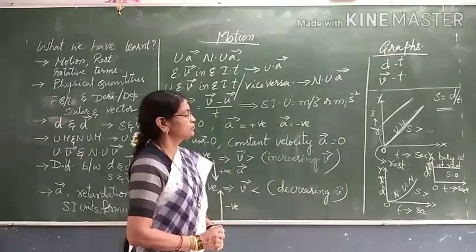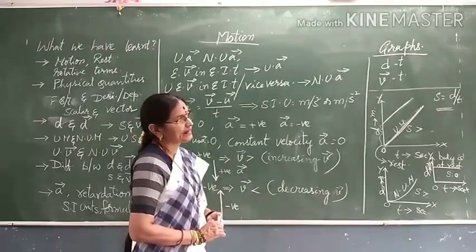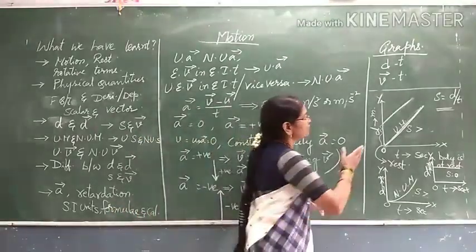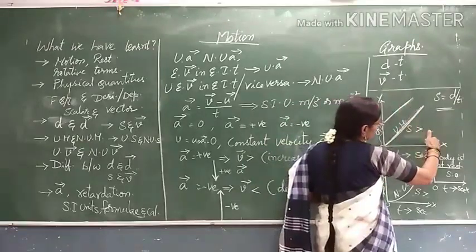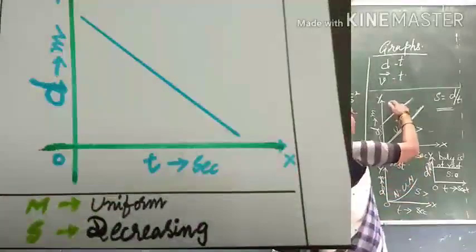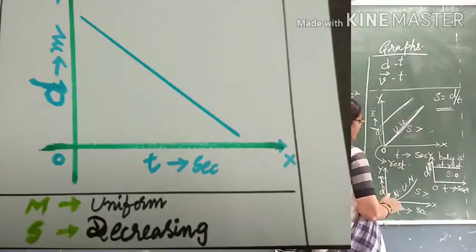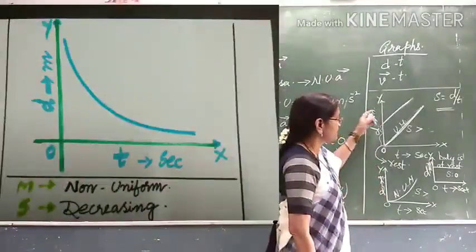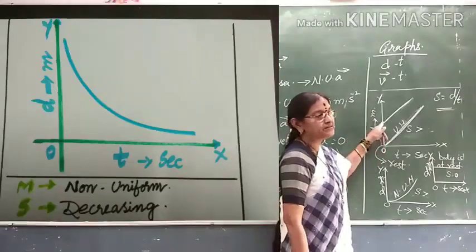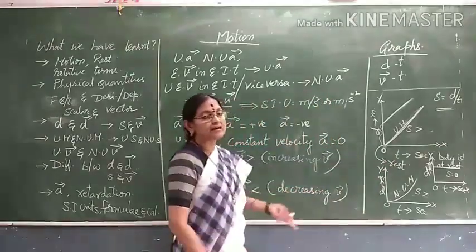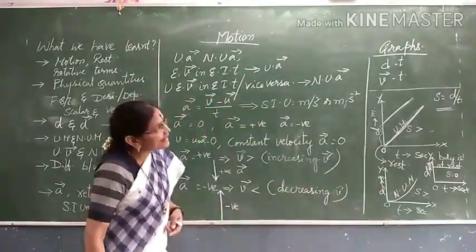Now, one more graph is there, that is decreasing speed. Can you guess how the graph will be formed? Instead of going up, if the graph is coming down like this from y to x, that means the speed is decreasing. But if it is a straight line, it is uniform motion only. If it is a curve coming from up to down like this, it is non-uniform motion. But in both cases, speed is decreasing. Again, we will take this up in another class, so we will be discussing the graphs in another class.